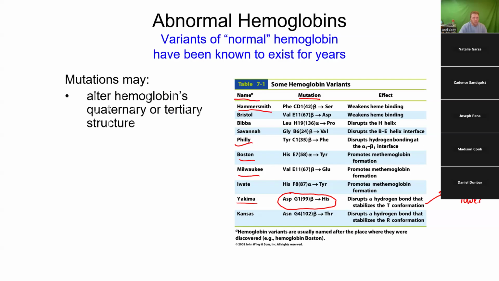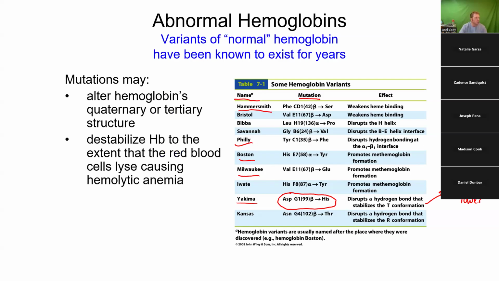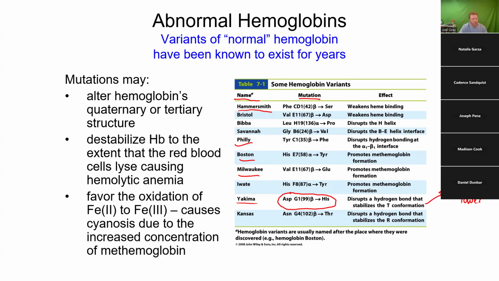So, mutations may alter hemoglobin's quaternary or tertiary structure, or destabilize the hemoglobin to the extent that the red blood cells lyse, causing hemolytic anemia, and they might favor one of the different states of iron. It might favor the iron 3 plus structure as opposed to iron 2.